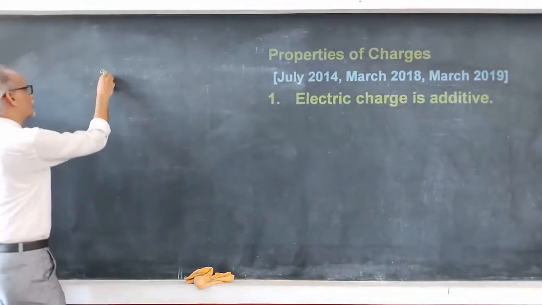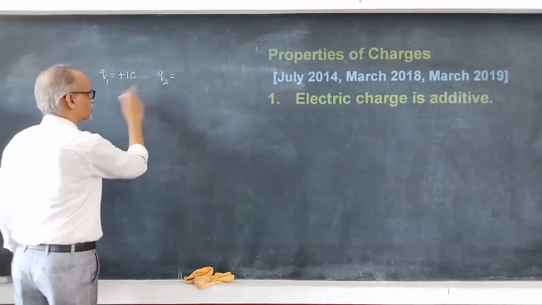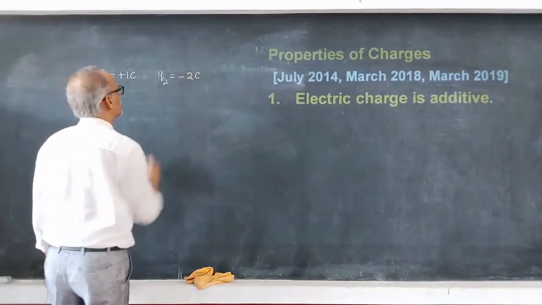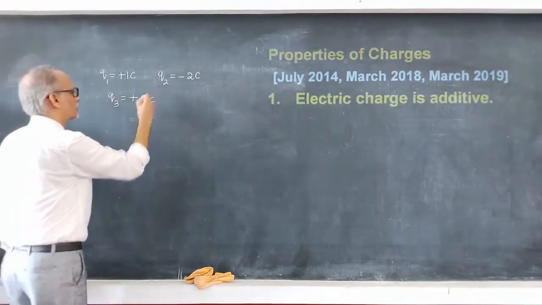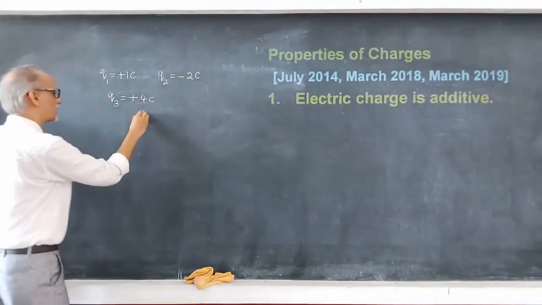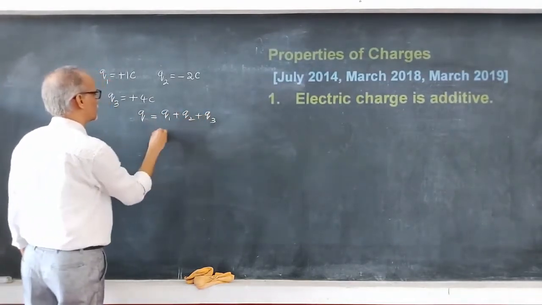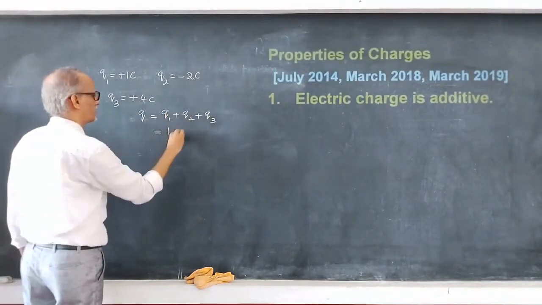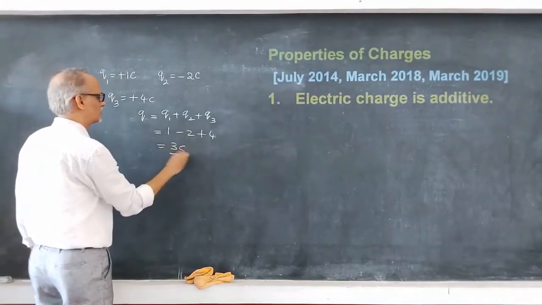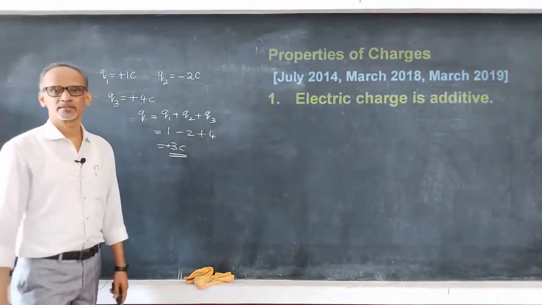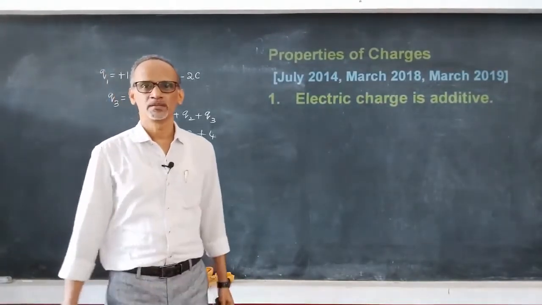Let me take Q1 equal to plus 1 coulomb. Q2, the second charge, minus 2 coulomb. Q3 is plus 4 coulomb. Now what is the net charge? You have to just add them algebraically. So Q is equal to Q1 plus Q2 plus Q3. Q1 is 1, Q2 is minus 2, and Q3 is 4. 4 plus 1 is 5, 5 minus 2 is 3 coulomb. And what is the sign? It's positive. So this is the meaning of the statement: they are additive. You just add those charges together.